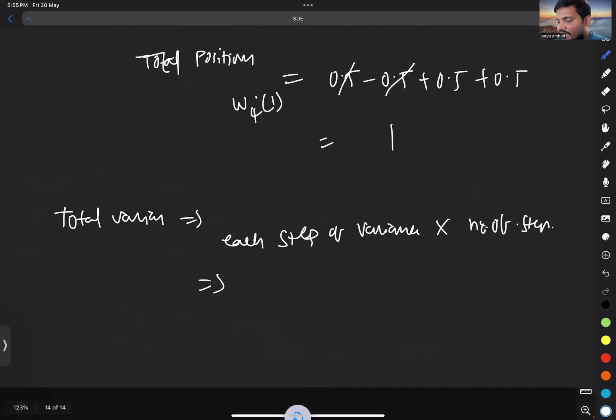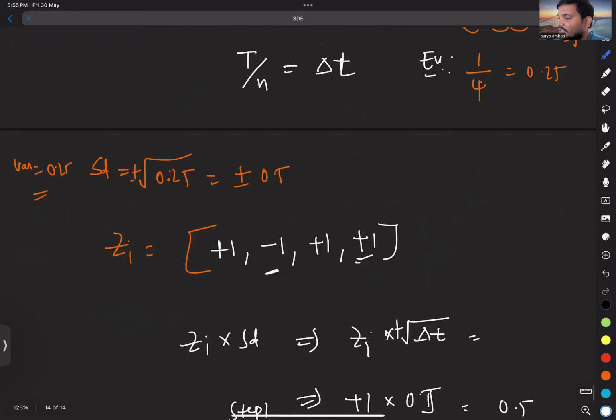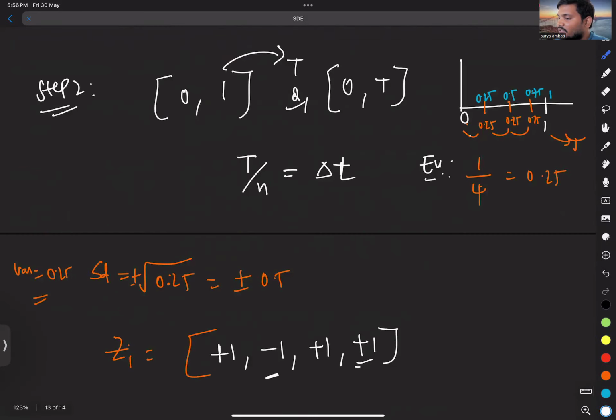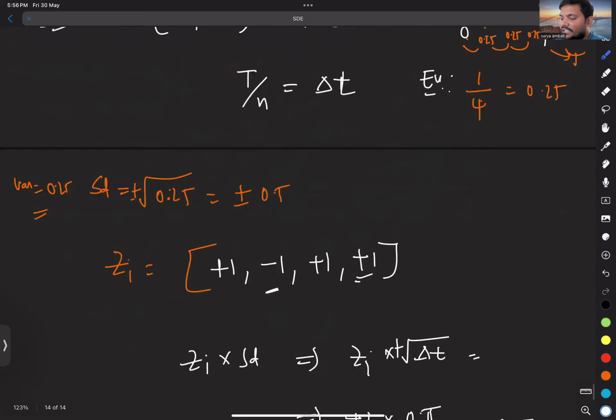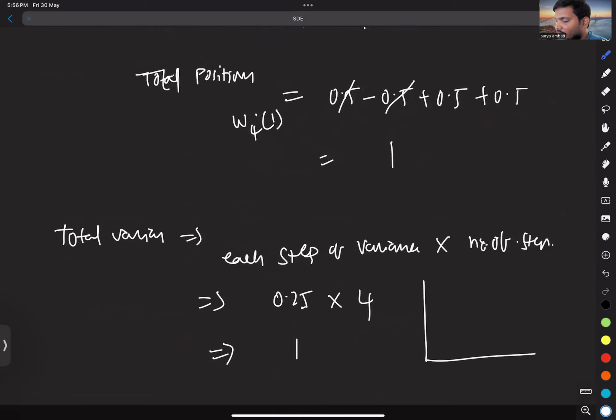So individual step variance, we already know is 0.25, and he took a total of 4 steps. So 4 into 0.25 becomes 1. So after 4 steps of each 0.25, it becomes 1. So let me explain the same concept in a graphical way now.